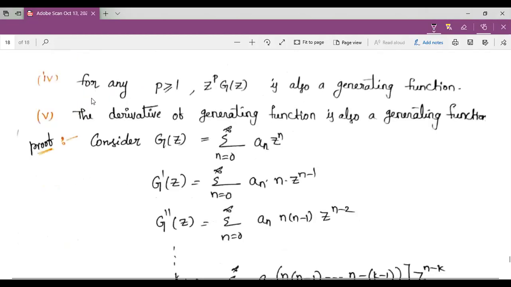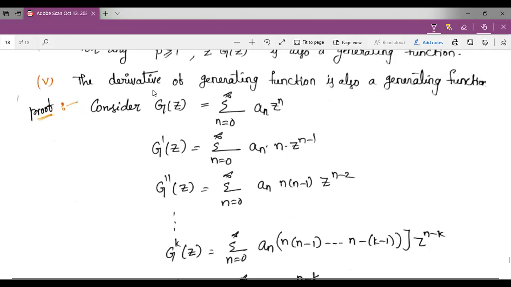So the fourth property is for any p greater than or equal to 1, z power p into g of z is also a generating function. This is the fourth property. And the fifth and last property, the derivative of a generating function is also a generating function. So if the given generating function can be differentiated, that derivative also becomes a generating function.